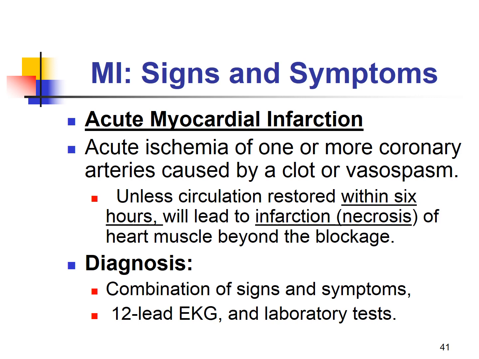So what you have is the patient has an ischemia of one or more of the coronary arteries. It depends on where the problem is. But there's usually a clot or a vasospasm. If the major or the left main artery is blocked, then you have a massive MI usually. So unless their circulation is restored within 6 hours. So when it comes to MI, time is muscle, right? So it will lead to infarction, which means necrosis of the heart muscle beyond the blockage, which is not good.